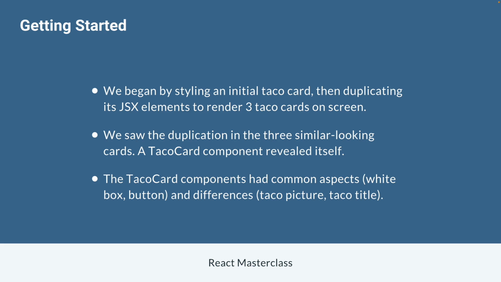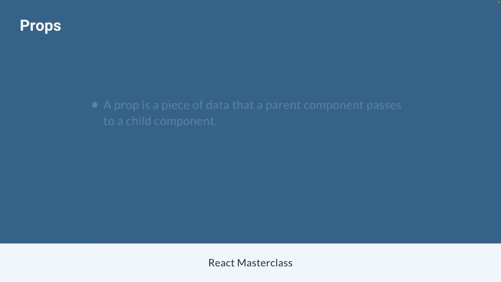For example, they all had a white background, a specified width, they had the add to order button at the bottom, but they also had differences between them, such as the taco title and the taco picture. So we wanted a solution that would allow us to keep the things that were constant, but also customize the things that varied. And the solution to that was props.